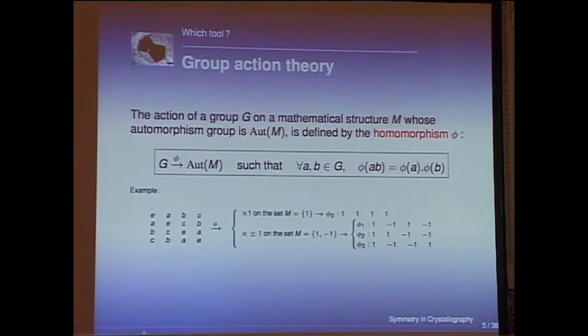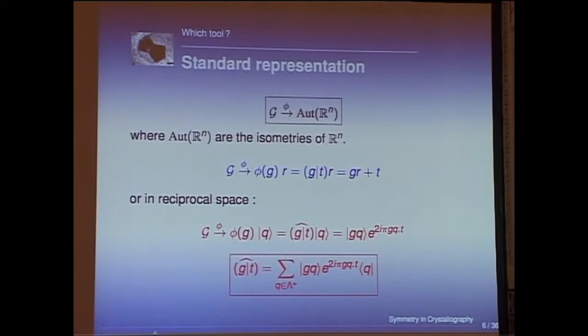What I wanted to show you here is that the way you represent groups is not only linear representation, but any representation. Let's check one. Isometries in Rn, trivial. This is now, phi j will be gt. These are the isometries. I take a point r, apply g on it, and then translate by t.